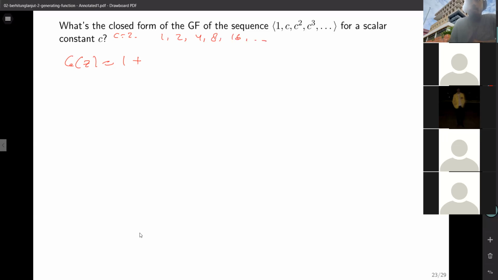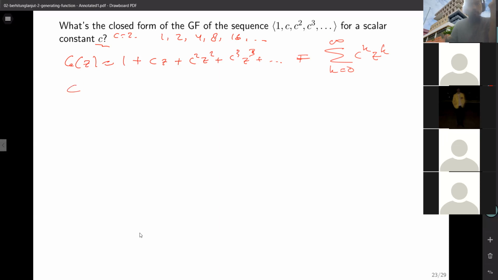So what about generally for c? What do we have here? 1 plus cz, and then plus c squared z squared, correct? Plus c cubed z cubed, and so on, right? Which is the sum from k equals 0 to infinity of c to the power of k, z to the power of k. Correct. Good.